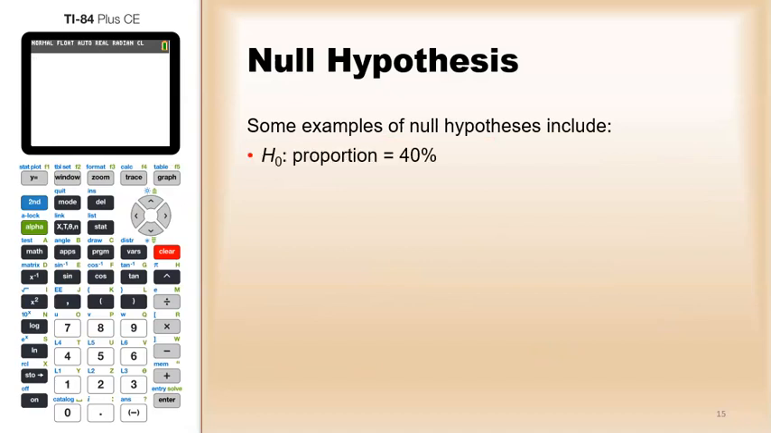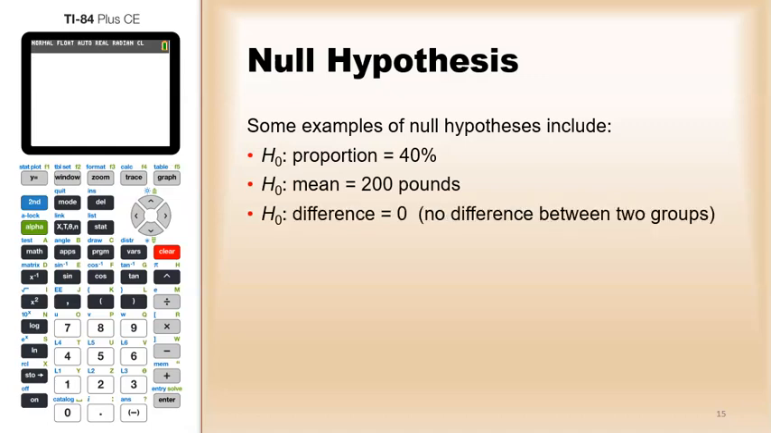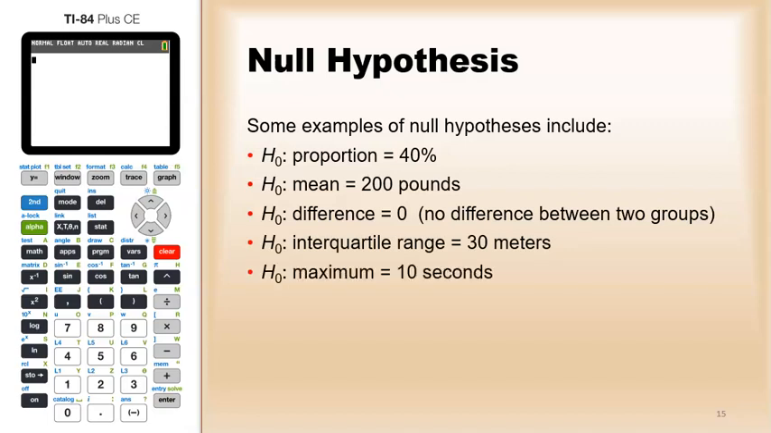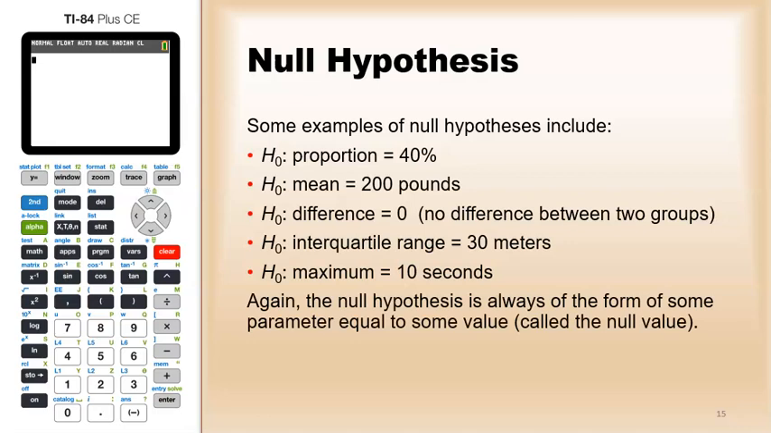Some examples. H naught, the null hypothesis, is that the proportion is equal to 40%, or that the mean is 200 pounds. The difference is 0. That is, there's no difference between the two groups in this case. You could also test whether the interquartile range is 30 meters, or maybe whether the maximum is 10 seconds, or whatever parameter, whatever value you're looking for, you set it equal to some value. Again, the null hypothesis is always in the form of some parameter equal to some value, and that value we call the null value.